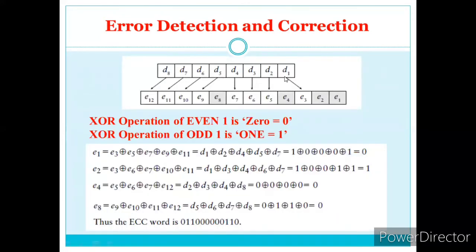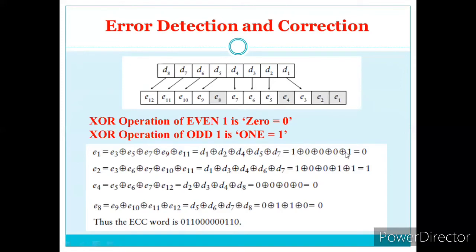So as we know, these data are mapped correspondingly here. So perform the exclusive OR operation of the respective things. So what is E3? E3 is D1. E5 is D2. E7 is D4. E9 is D5. E11 is D7. Exclusive OR of that.